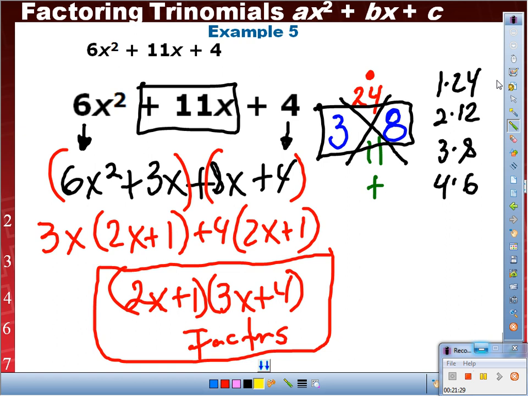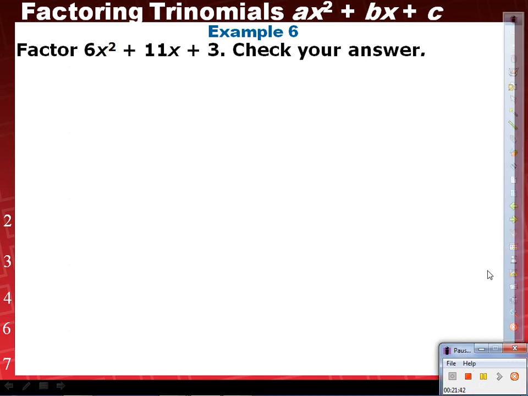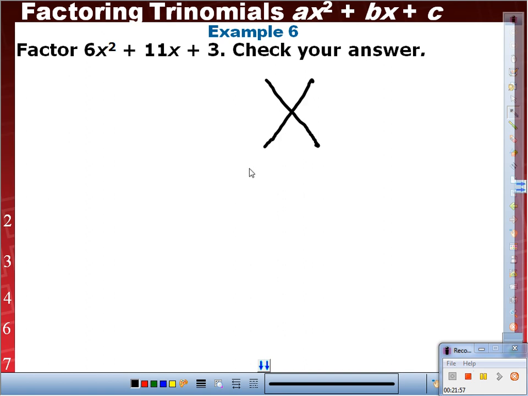Number 6. See if you can do this next one by yourself now that you know the process. Example number 6. 6x squared plus 11x plus 3. Copy that and go. All right, let's see. Jessica, is it in standard form? Do we have a GCF? Other than 1? No. All right, so therefore, Power Rangers, tell me what to write in there.